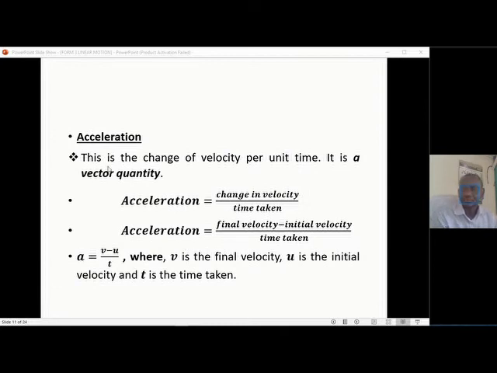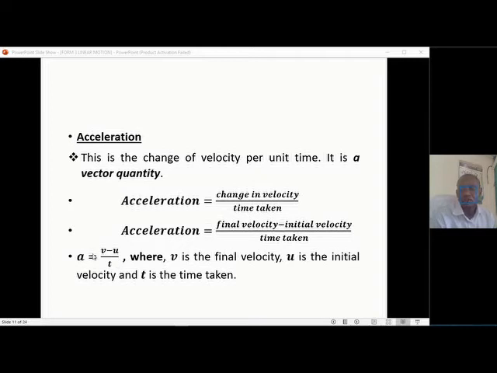Acceleration. This is the change of velocity per unit time. It is a vector quantity. Acceleration, we get it as the change in velocity divided by the time taken, which is actually the final velocity minus initial velocity over time taken. We usually give final velocity the letter V and initial velocity is given the letter U.